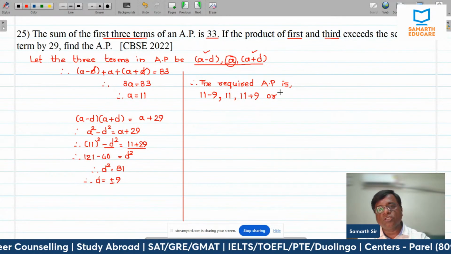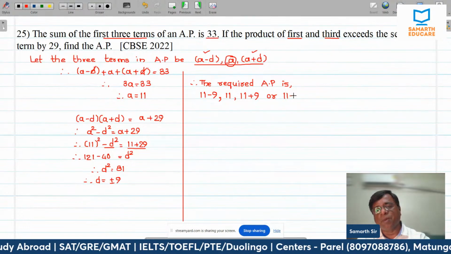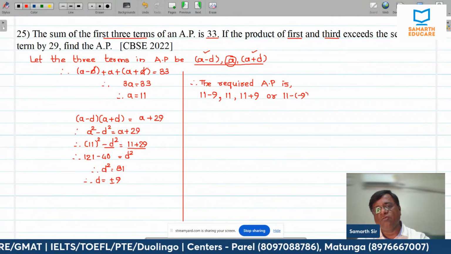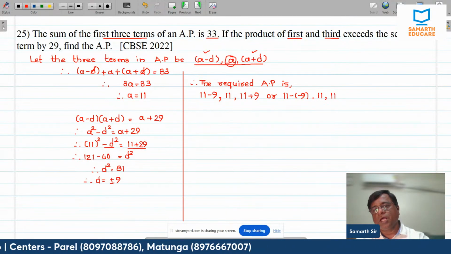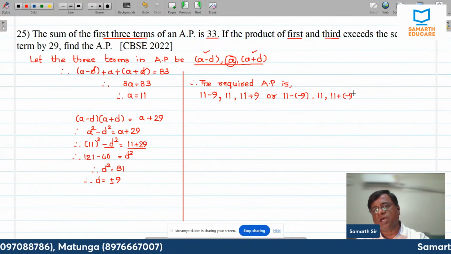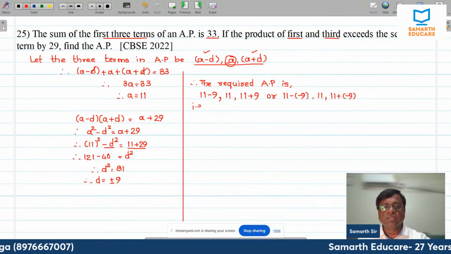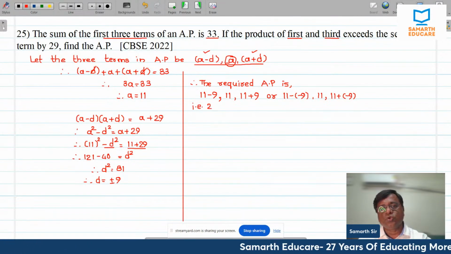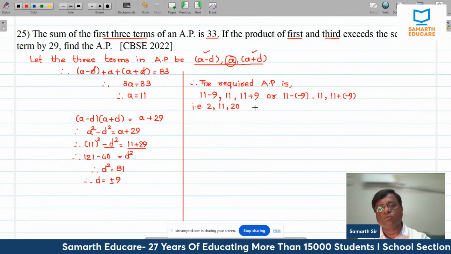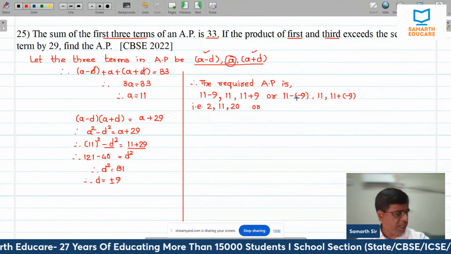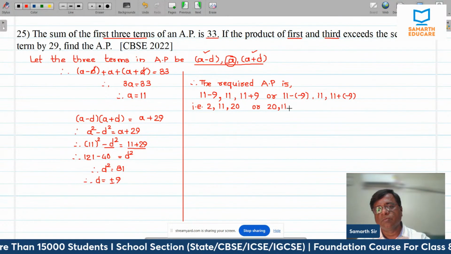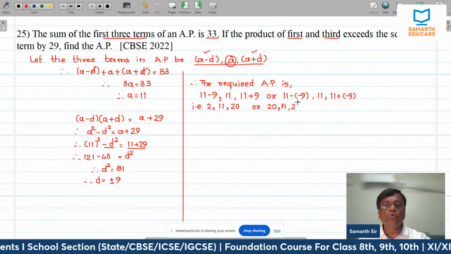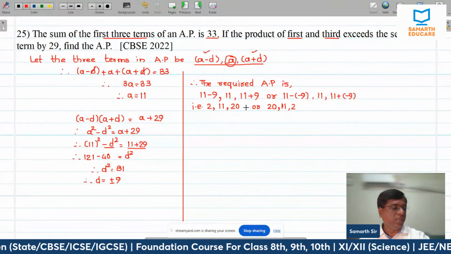Or the other possibility is a minus d. Now if I take the value of d as minus 9, middle value is 11. 11 plus d value is minus 9. That is 11 minus 9 is 2, 11 and 20. This is first possibility. Or minus of minus 9 is plus 9, 2, 11 and 20. So there are two APs that are possible. Required AP is this.